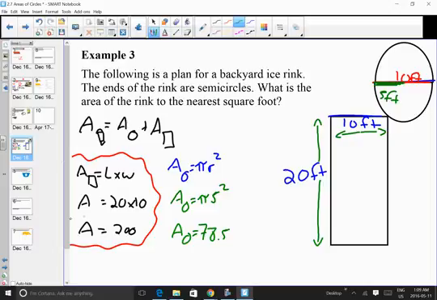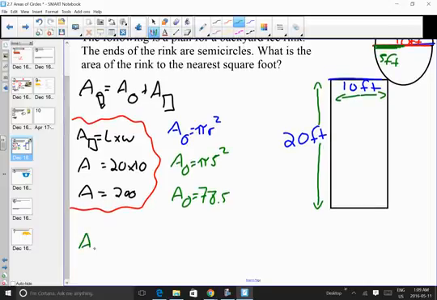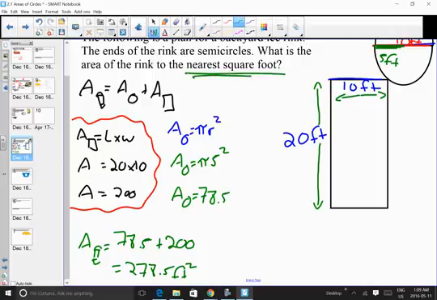So now, to do my combined area, so the area of the hockey rink is my area of the circle, which was 78.5, plus the area of the rectangle, which was 200. And that's going to give me 278.5. And because all my measurements were in feet, my answer is in square feet. Oh, sorry, it was to the nearest square foot, so I got to round that up. So my area is 279.